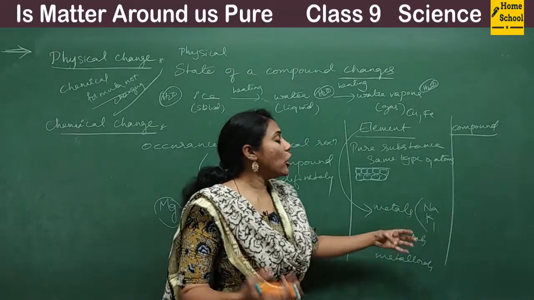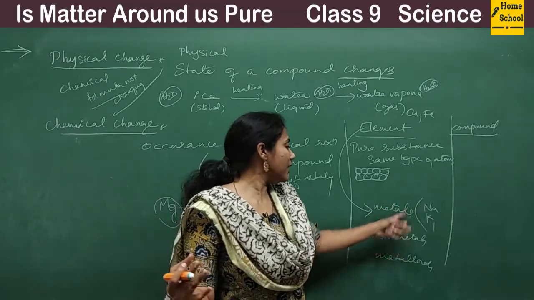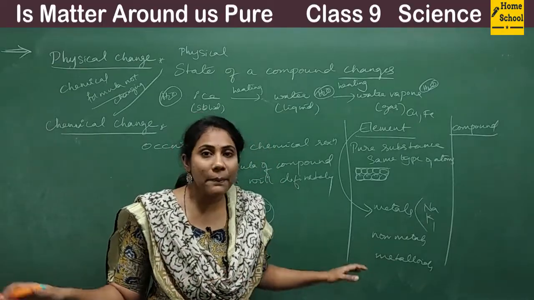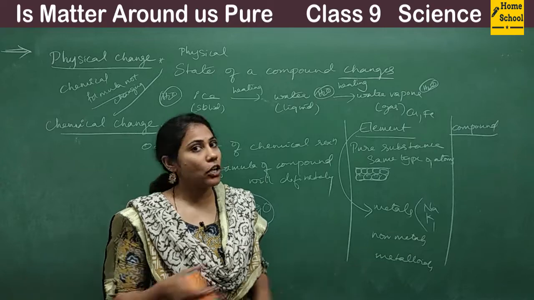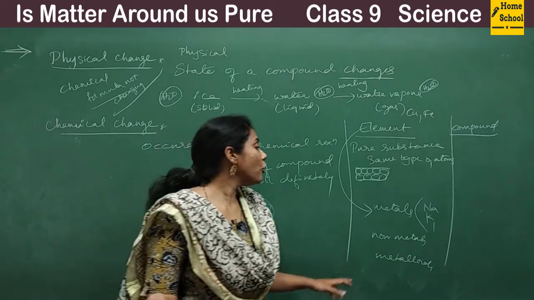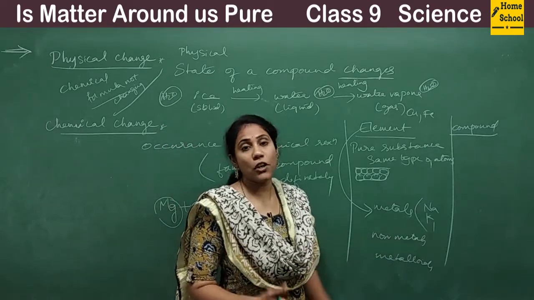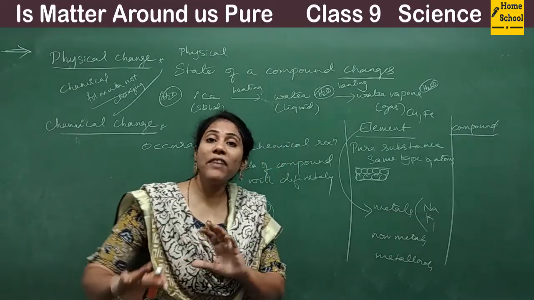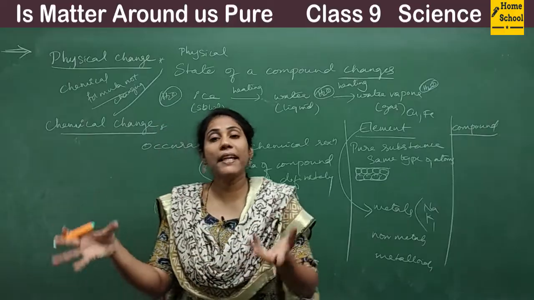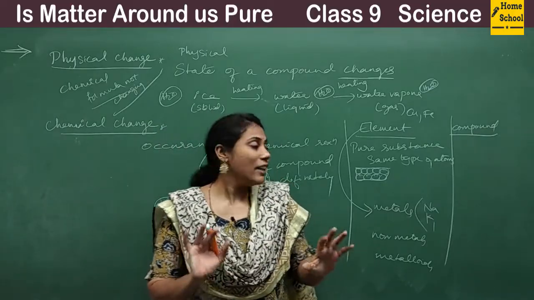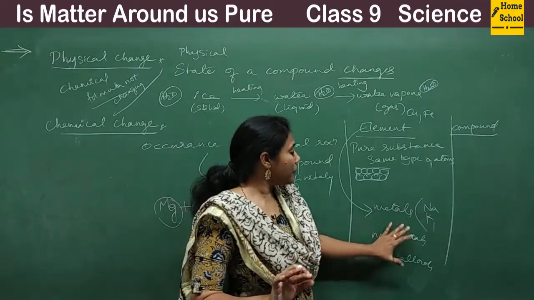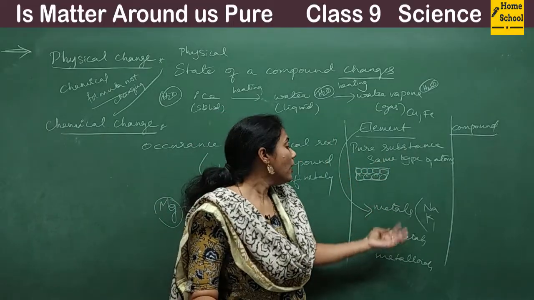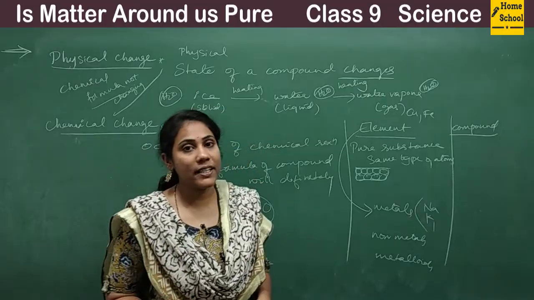And you have non-metals. Non-metals are exactly opposite to metals. They do not conduct electricity, they are not malleable, they are not ductile, they are not shiny. All these are the properties of non-metals. Coming to metalloids, metalloids behave like metals sometimes and like non-metals also. So these are different types of elements. Elements can be classified into metals, non-metals and metalloids.